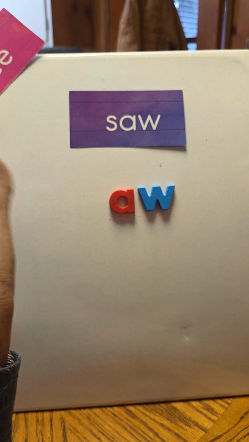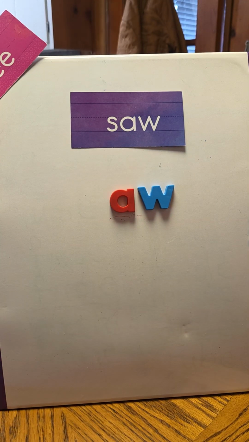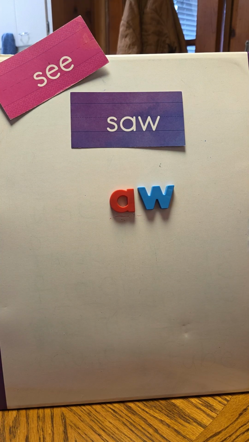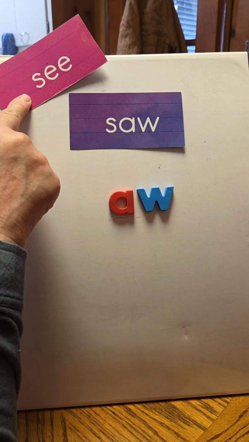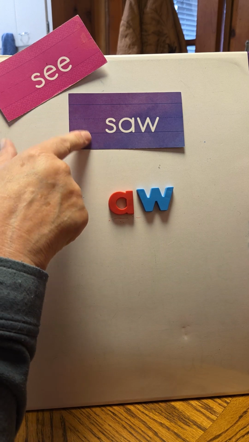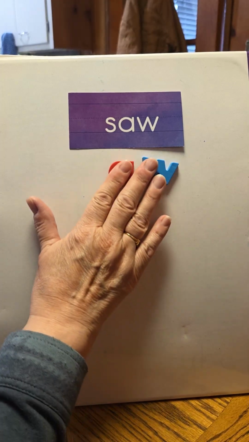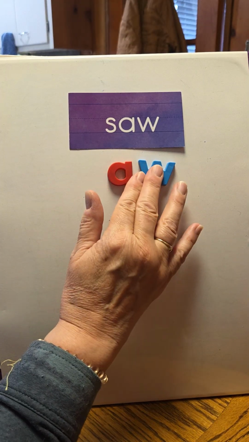I saw the dog. This means you did it. It's an action. It's something you do, just like see, but it means you already did it. I see the dog. I saw the dog. I'm going to get rid of see because that's not part of today's lesson. We've talked about saw and what it means.